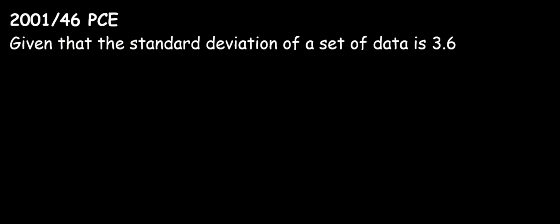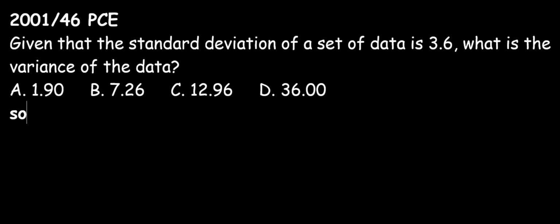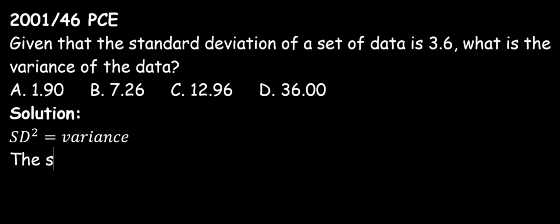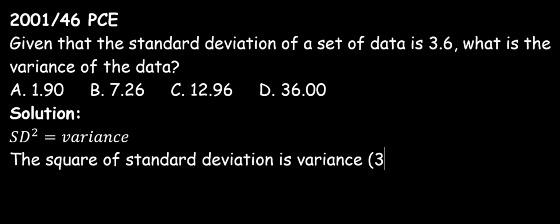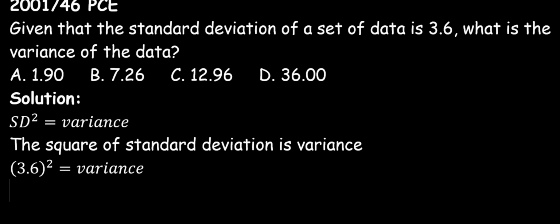Given that the standard deviation of a set of data is 3.6, what is the variance of the data? The options are given. Solution. We have already been told that standard deviation squared is equal to variance. The square of the standard deviation, 3.6 squared, will be equal to the variance, and that is 12.96.